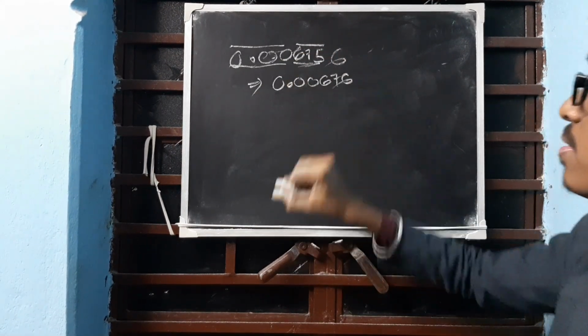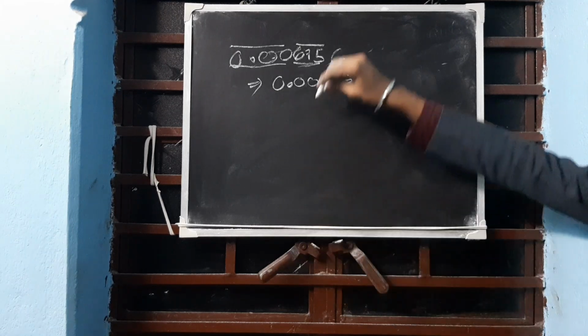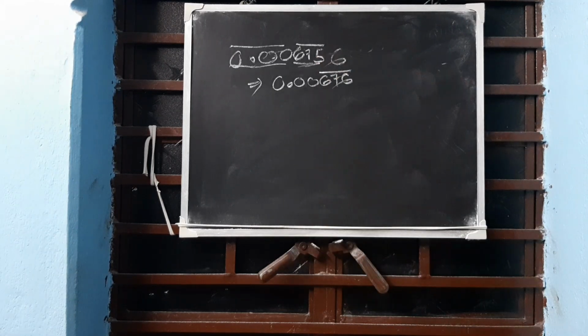0.067, done. So this is expressed up to 3 significant digits. Clear? This is how you do it. Okay, another one, you take it out. Express the following up to 3 significant figures.